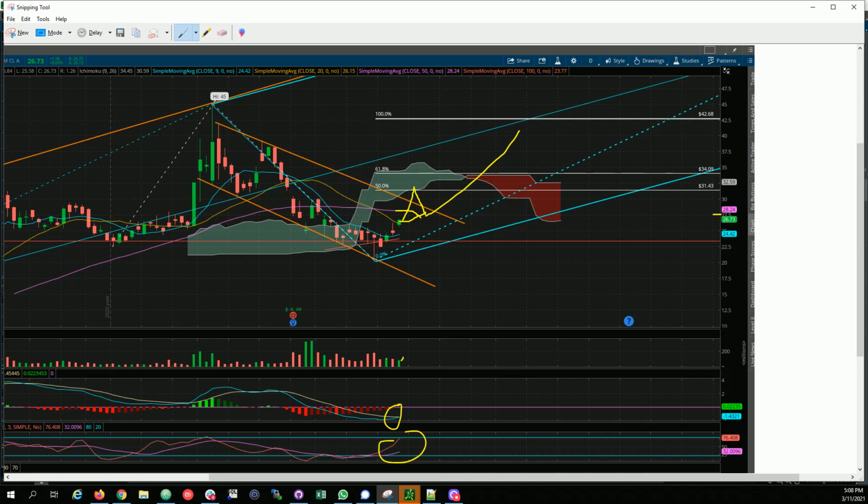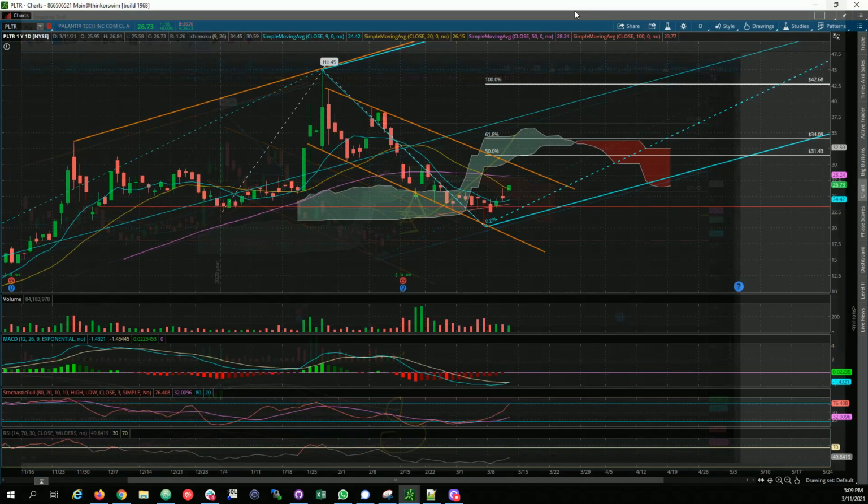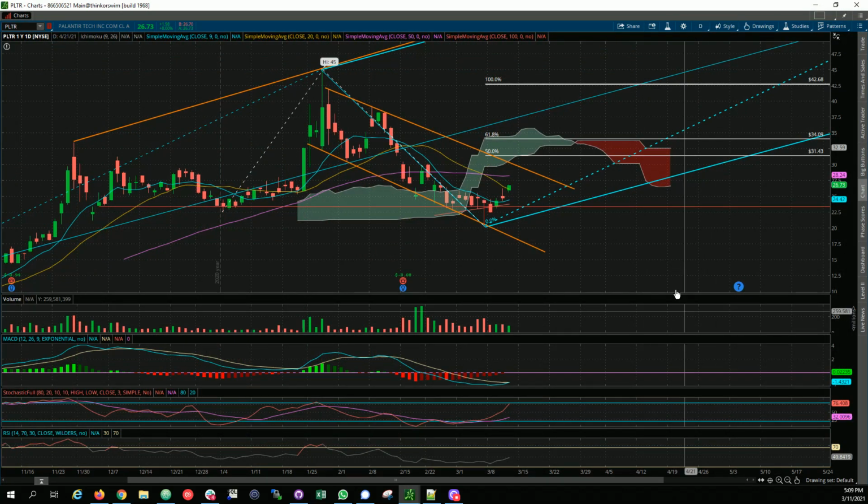Now that's my short term, like a couple weeks, maybe 2 weeks. Either we're going to come to a resistance at 28 and retest the 9-day, or we're going to run up to the 50% and get a support at the 50-day moving average. So those are two possible scenarios. Now let's take a look. Let's zoom out.